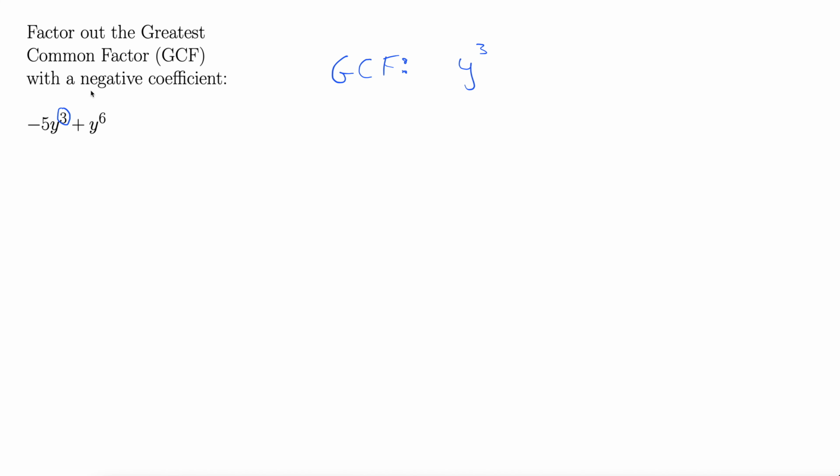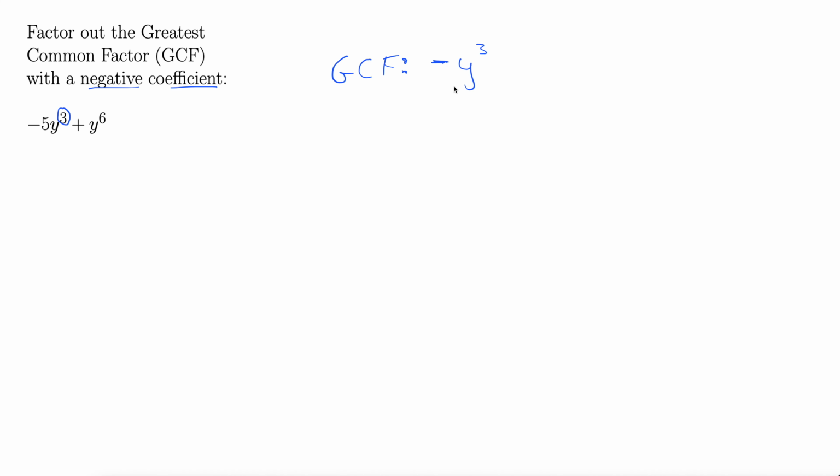But we want to have a negative coefficient on this thing. So let's just tack on a negative 1. Our coefficient will be negative 1, and I'll just write that as negative. So our GCF will then be negative y cubed. Okay, so now we can factor this out.